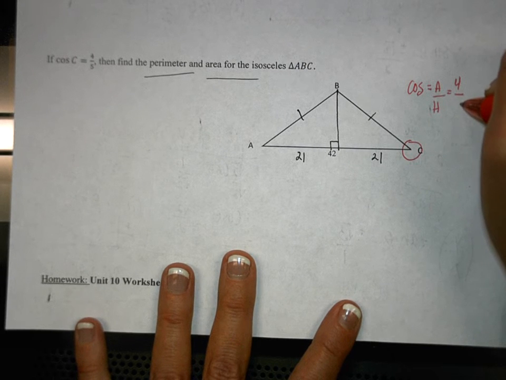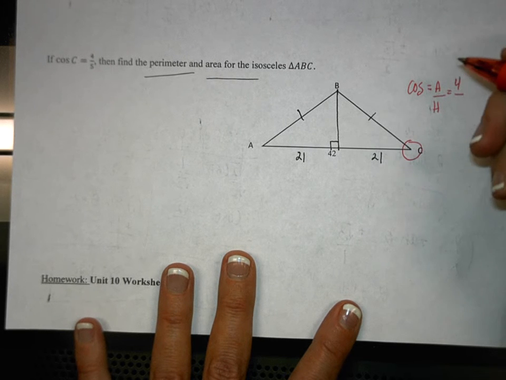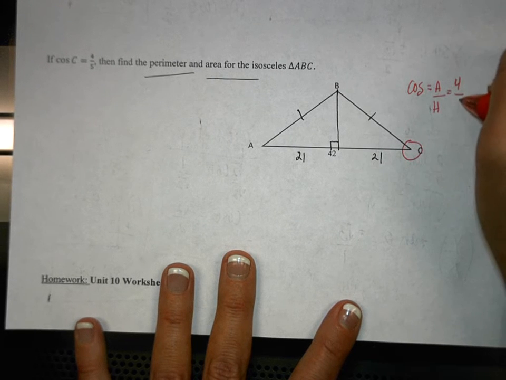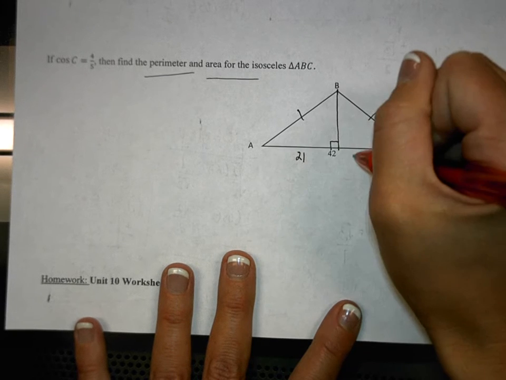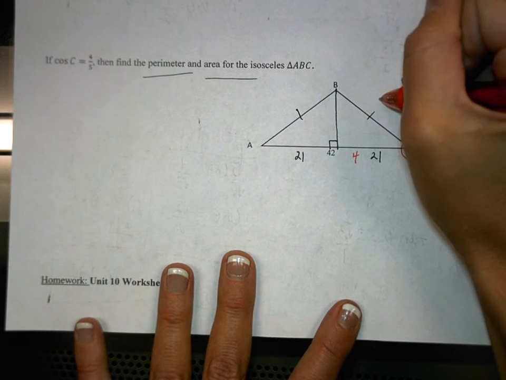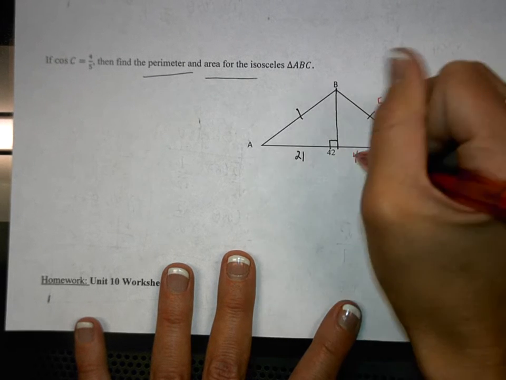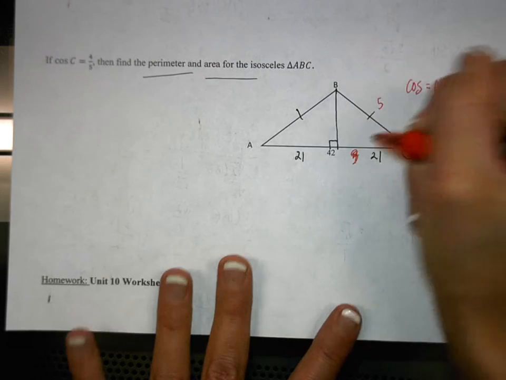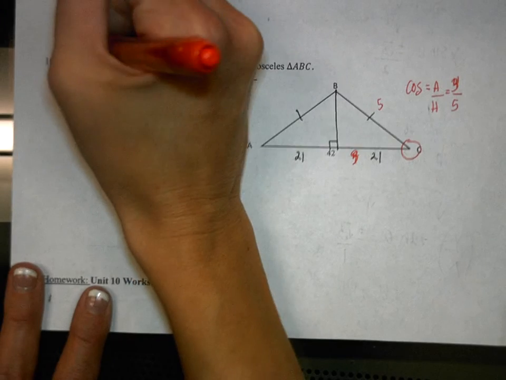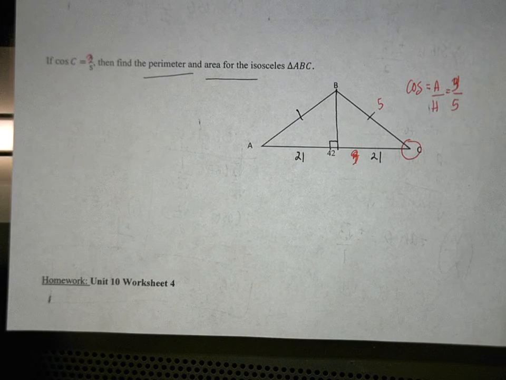Okay, 4 over 5. So it's saying that this side is 4 and this side is 5. And I actually think that I made a slight error in that I wanted this to be 3. So if we can change these to 3s, I will fix this in my notes for next year. Okay, so we're actually going to say cosine of C is 3 over 5.